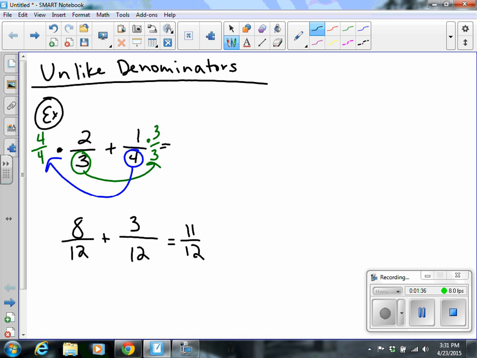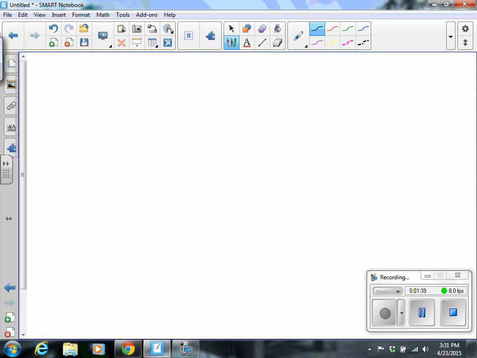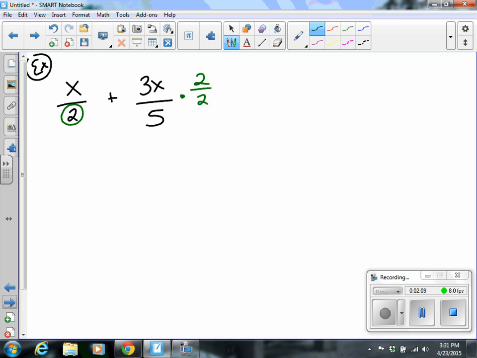Okay, so when we have rational expressions, it's the same type of concept. For example, if I had x over 2 plus 3x/5. Okay, so I'm going to do the same thing that I did before. I have a 2 in the denominator here, so I'm going to multiply the other fraction by 2/2. Since I have a 5 in this denominator, I'm going to multiply this side by 5/5.